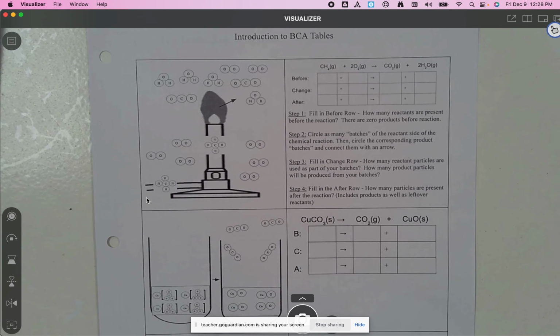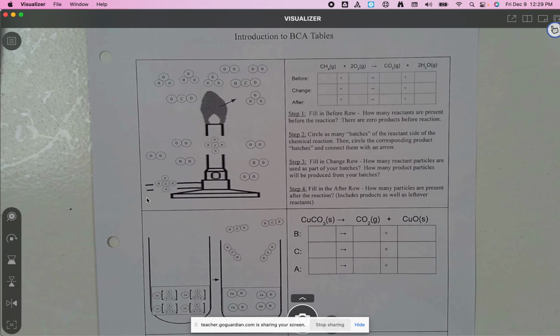But if we want to get upscaled onto a scale that we can actually do in lab, we need not millions of batches, not billions, not even trillions of batches. A trillion batches wouldn't be enough yet that we could work on it in lab. So drawing the pictures is actually going to be unrealistic in terms of representing an actual chemical reaction.